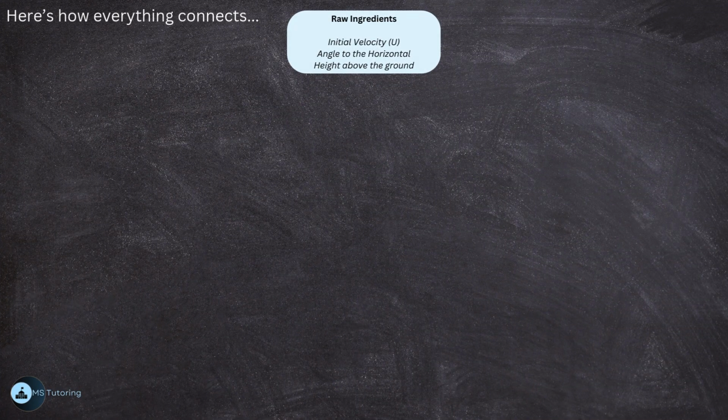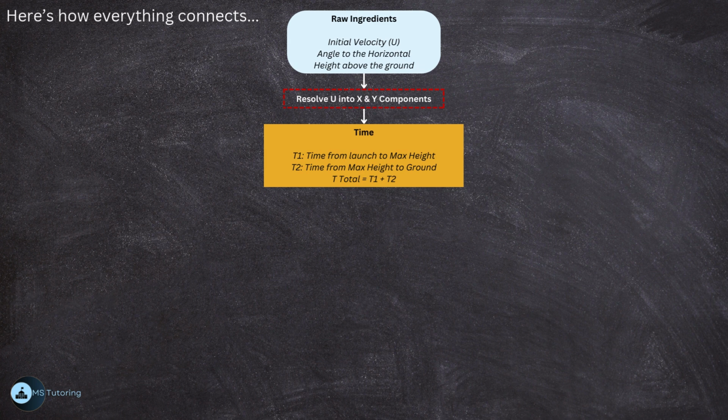You will usually be given the basic raw ingredients of initial velocity, u, the angle of this velocity to the horizontal, which will allow you to break the vector into its components, and the launch height above the ground. Now, before any calculations, we always begin by resolving the initial velocity vector into its x and y components, so we know what numbers we need to use for the calculations in each dimension. After this, it's ideal to begin by finding the total time the projectile spends in the air, so we create for ourselves the bridge between the x and y worlds.